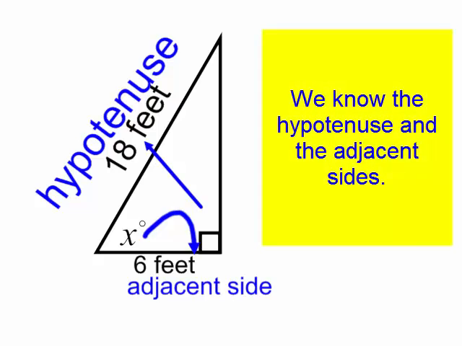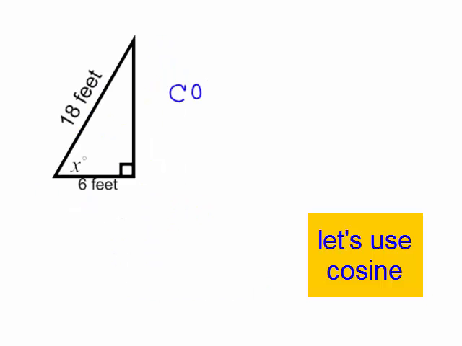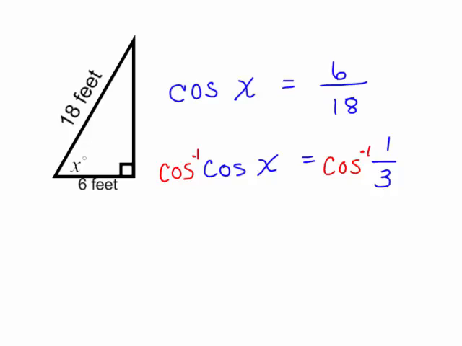Since I know about the adjacent side and the hypotenuse, I am going to use cosine. So the cosine of X is going to equal the adjacent over the hypotenuse. I could say that 6 over 18 is 1/3. So how do I solve for X? I have the cosine of X. In order to solve for it, I'm going to take the inverse cosine of each side. On the left side, I will have just X.